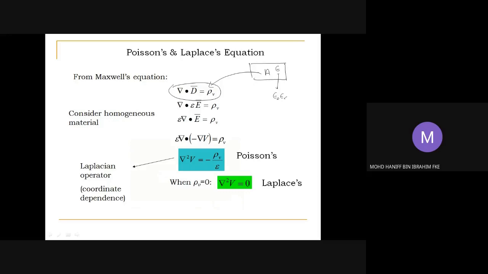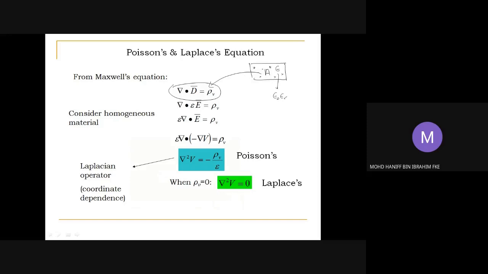What is meant by homogeneous? It means that if we take any point within this material, the value of epsilon will be the same. That is what we mean by a homogeneous material. Inhomogeneous is where the permittivity is not uniform. If we take this point and this point, they might not have the same value of permittivity. This is what we call an inhomogeneous material.